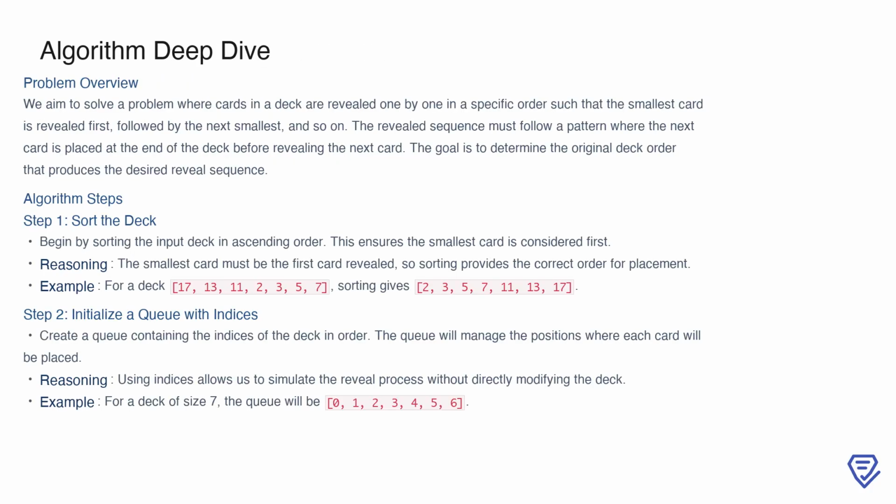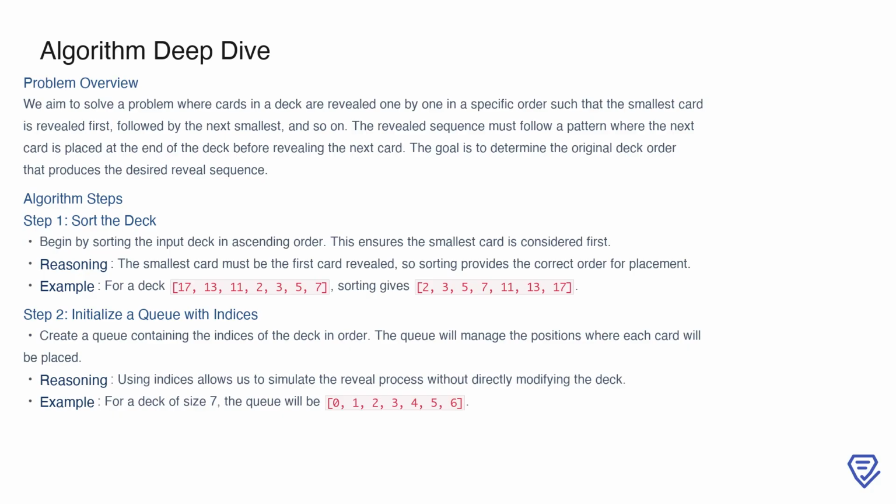In this problem, our goal is to determine the original order of a deck of cards that would produce a specific reveal sequence. The sequence follows a pattern where the smallest card is revealed first, and every subsequent card is revealed in increasing order. An important step here is that after revealing a card, the next card in the deck is placed at the bottom before moving on to the next reveal. To solve this, we will reverse engineer the process by determining the positions where each card should be placed.